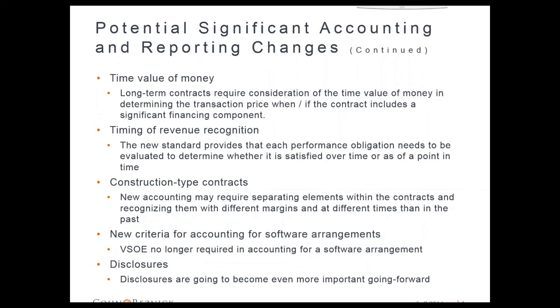Also, some companies used to recognizing revenue upon shipment of a product or delivery of a service may find that they must recognize it over the life of the service that is implied in an identified performance obligation. With respect to construction-type contracts, contract costs not eligible for capitalization, in other words, they are treated as inventory or direct fulfillment costs, should be expensed as incurred. New accounting may require separating elements within the contracts and recognizing them with different margins at different times than in the past.